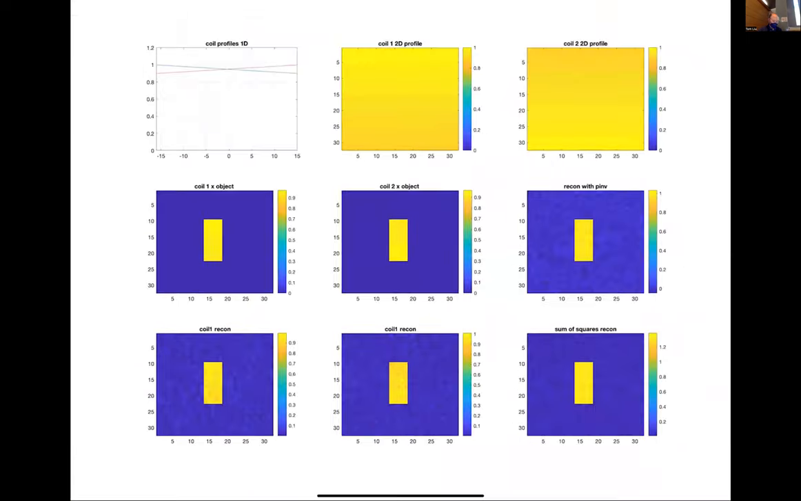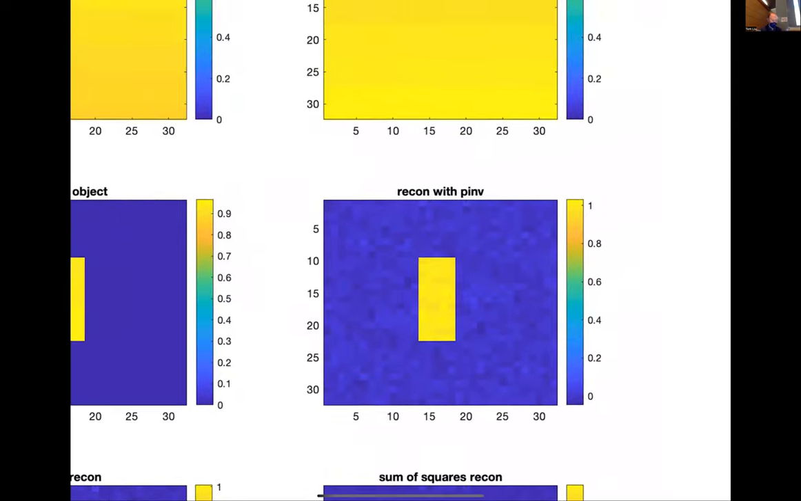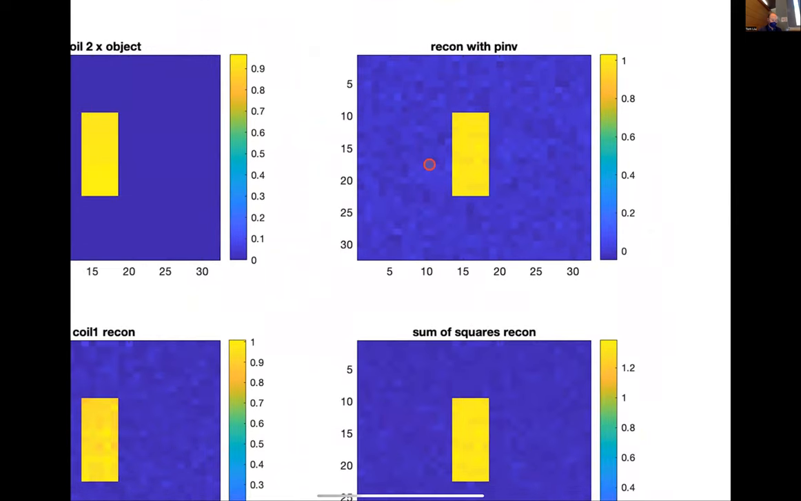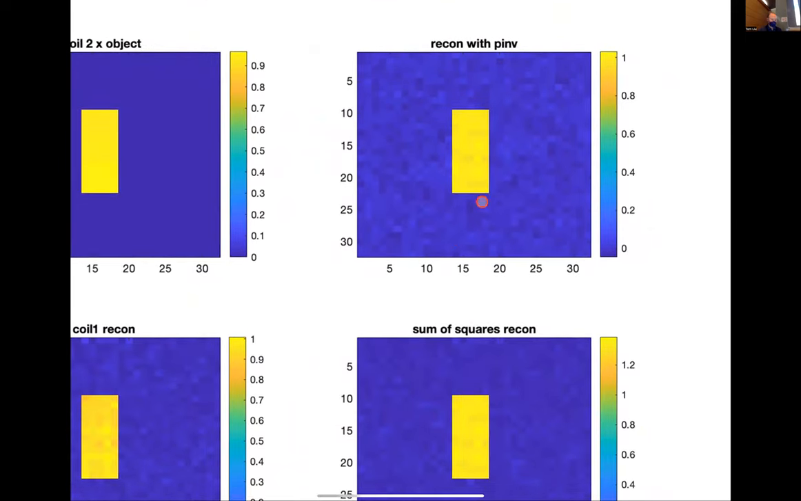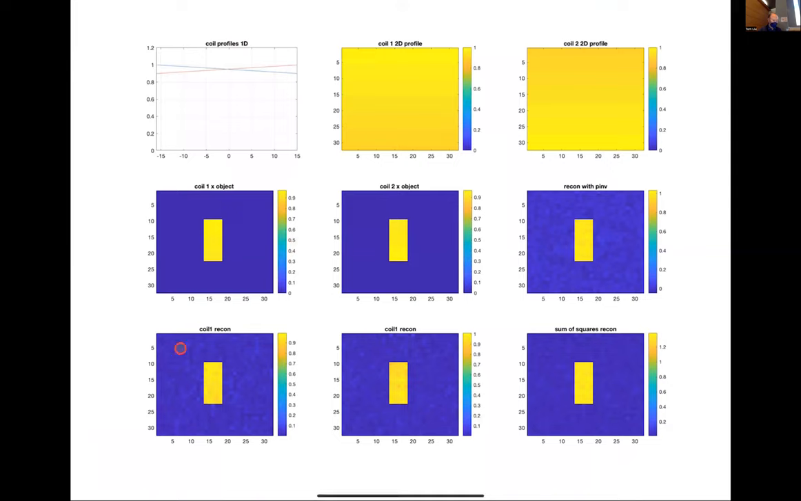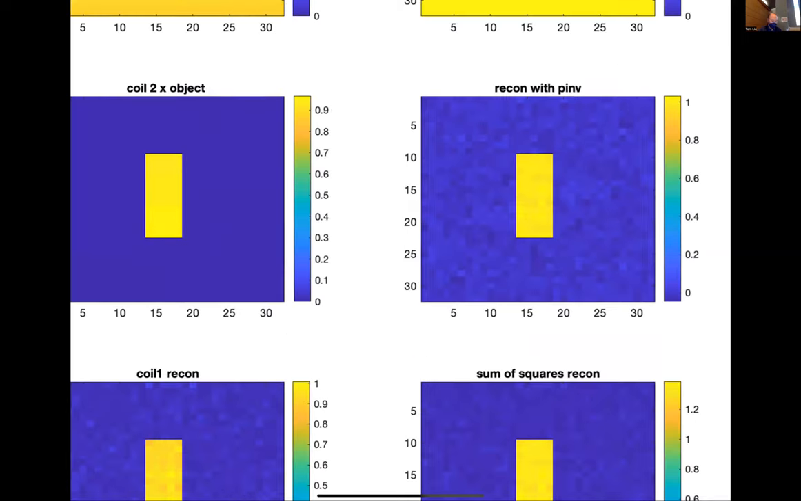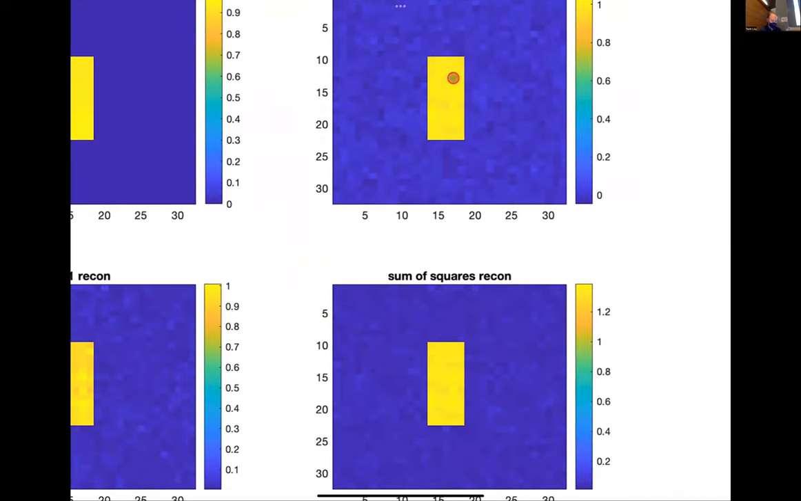Okay. So if I do the reconstruction and add some noise, I do the actual reconstruction, I get something like this. This is if I did the math exactly. Now, what I could also do is reconstruct each image on its own and then just take the sum of squares. If you compare the exact reconstruction to the sum of squares, they're pretty close. That's why this is what's done in practice, because oftentimes we don't have enough information to fully do the actual reconstruction. So we're going to do a sum of squares recon.